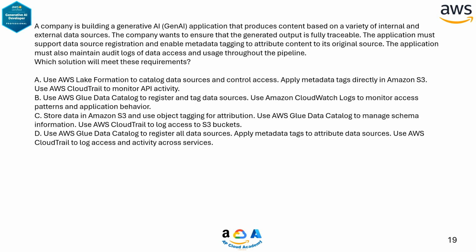C. Store data in Amazon S3 and use object tagging for attribution. Use AWS Glue Data Catalog to manage schema information. Use AWS CloudTrail to log access to S3 buckets. D. Use AWS Glue Data Catalog to register all data sources. Apply metadata tags to attribute data sources. Use AWS CloudTrail to log access and activity across services.